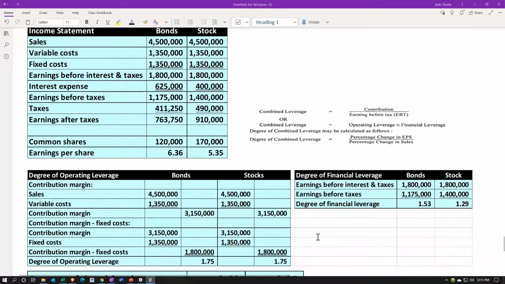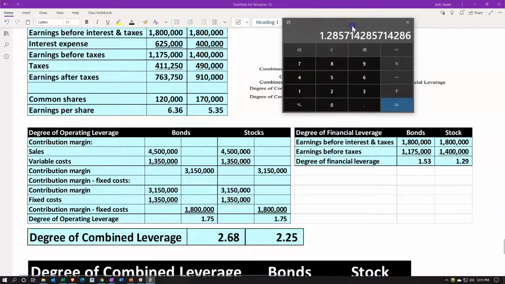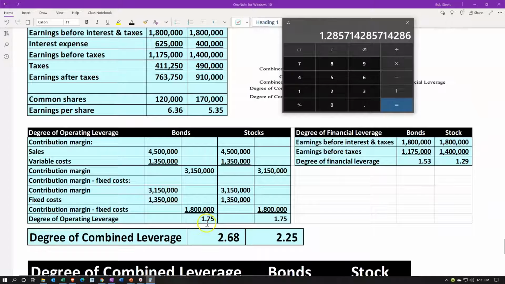Let's look at the combined leverage. The combined leverage we can calculate a couple different ways. We can multiply them together. Remember that these are both averages or estimates, so there's rounding involved. So we've got about 1.75 times about 1.53 for the bond type of financing, which gives us about 2.68. And then if I look at the stocks, we could take the degree of operating leverage, which is 1.75, times 1.29 about, which gives us about 2.25.